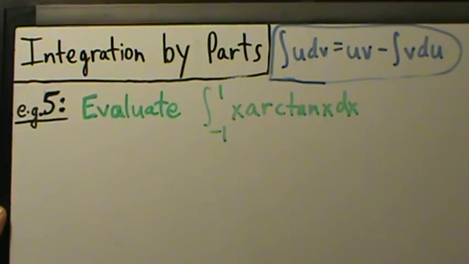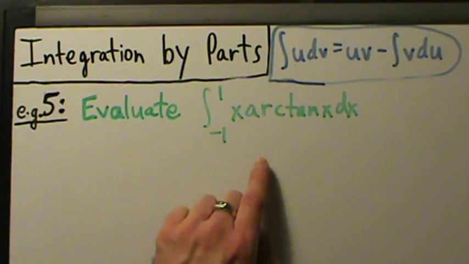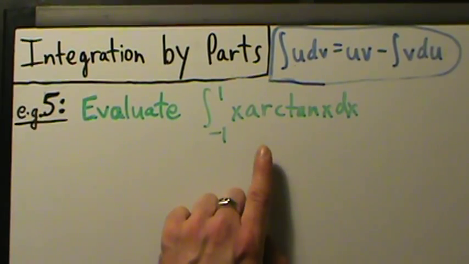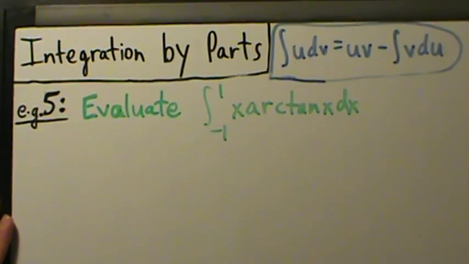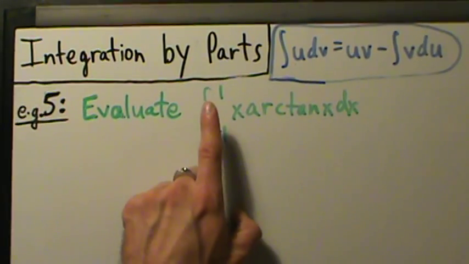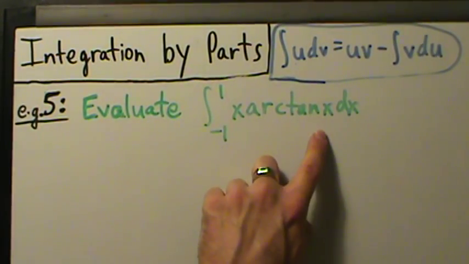Here's example 5 with integration by parts. So this is another definite integral. We did one of those a couple of videos ago, so let's do another one. We want to evaluate the integral from -1 to 1 of x times the inverse tangent of x dx.